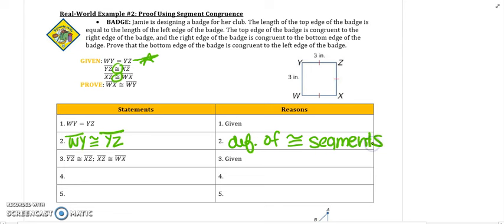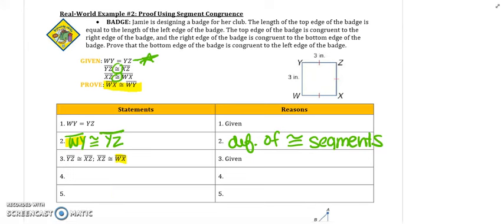If we were dealing with angles, it'd be angles. Then I use my other two givens. Now I have these three statements, they're all congruent. And remember, you have to work with the end in mind. I'm trying to prove that this is equal to that. Okay, so let's see what we can do here.